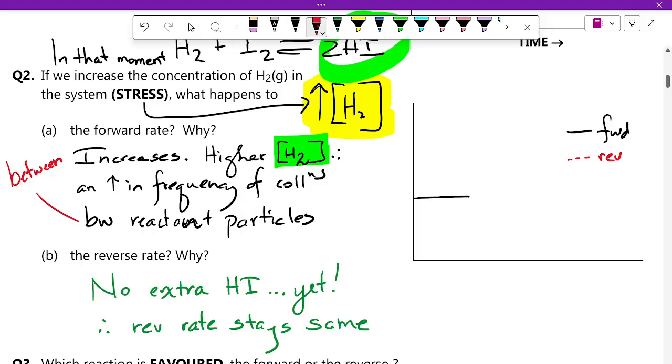So here's our forward. Here's our reverse. And on our y-axis, what goes on the y-axis? Rate. What goes on the x-axis? Time. I almost wrote rat. The forward rate goes up at this time when we add H2. And the reverse rate does nothing.